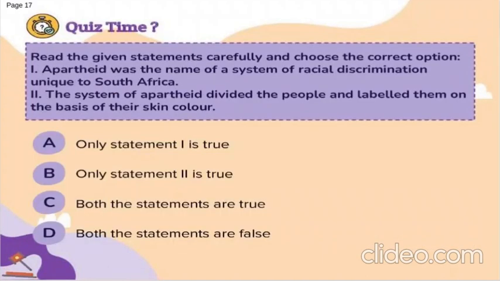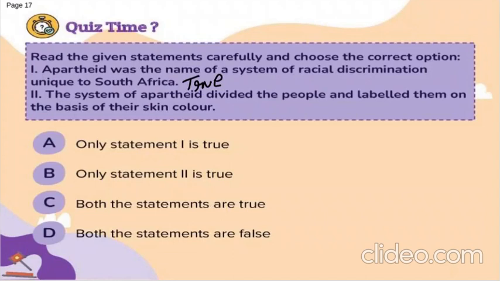Okay, let's do some MCQs now. Read the given statement carefully. Apartheid was the name of a system of racial discrimination unique to South Africa. So that's a true statement, correct? Apartheid was a new system.